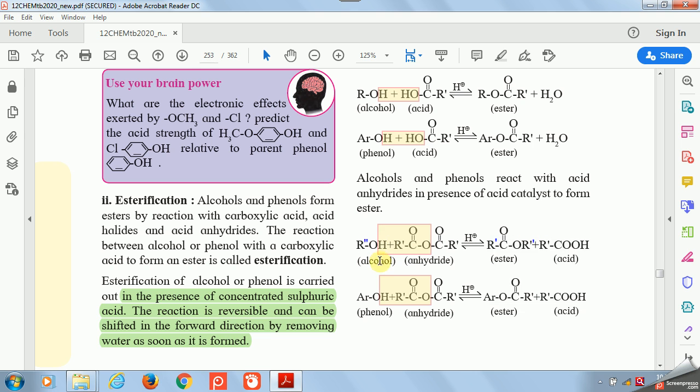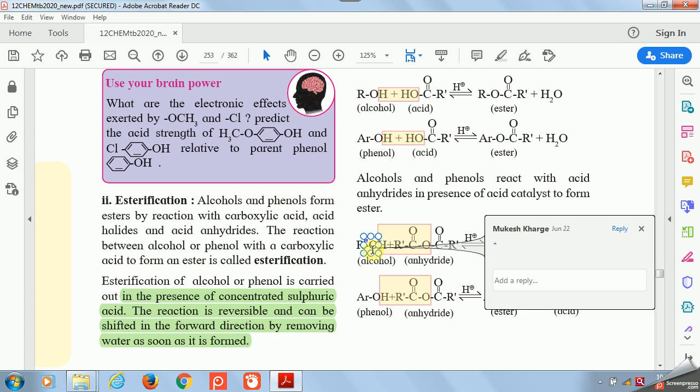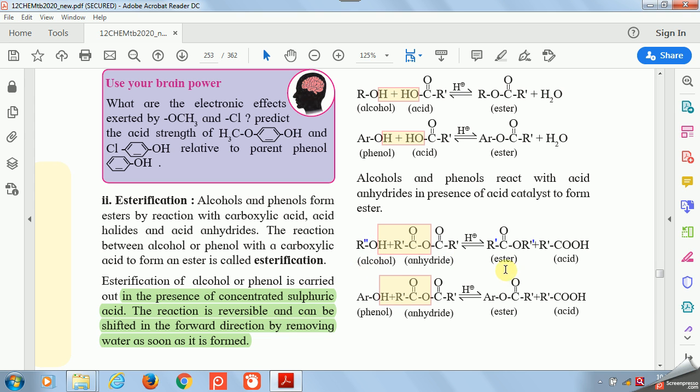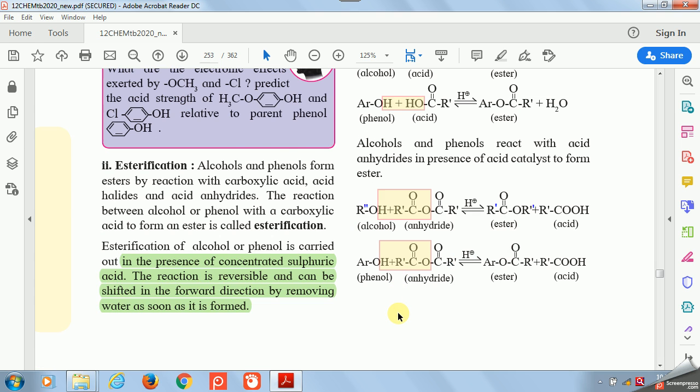You see the box again: hydrogen of alcohol and RCOO- of your anhydride gives RCOOH, and the remaining R-CO from your anhydride and OR from your alcohol give the ester. Similarly, you can write the reaction of phenol, so it gives an aromatic ester.